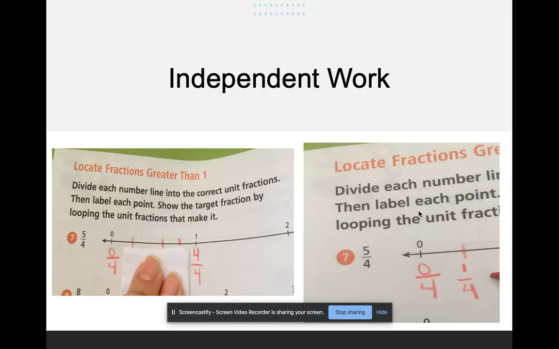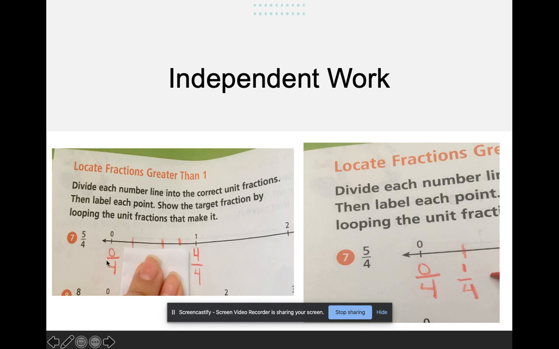I want to show you an exemplar of what I did with exercise number 7. It's telling me that I need to locate 5 over 4. So what I am going to do is look first at the bottom, which tells me how many parts I need to divide my number line by. So I am going to divide my number line into 4 parts, 1, 2, 3, and 4.